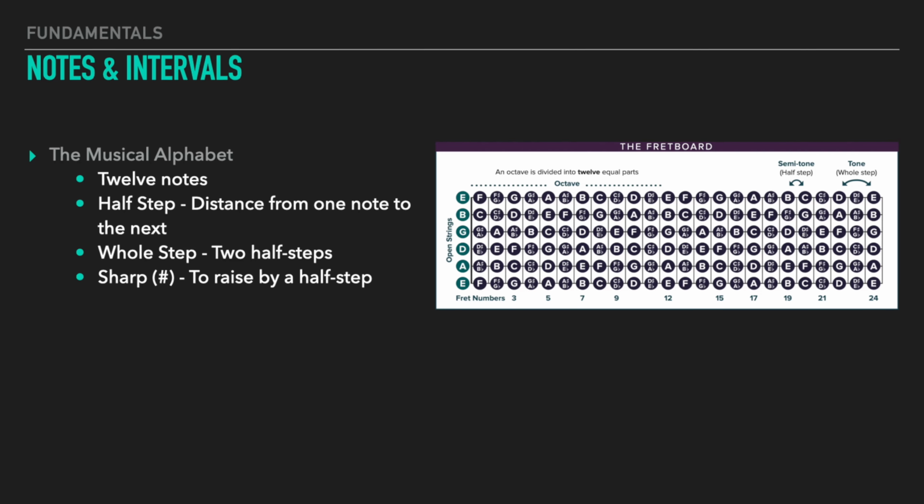Sharp meaning to raise by a half step. Pick some note, let's choose this guy A here, and go up a half step, up to A sharp. Let's take that same A and go down a half step to A flat.